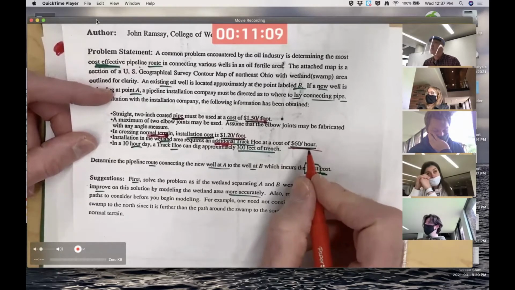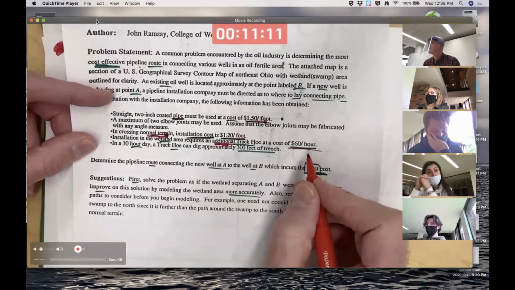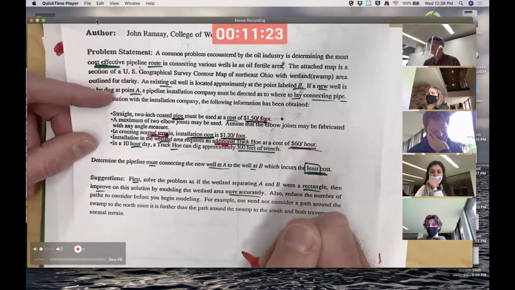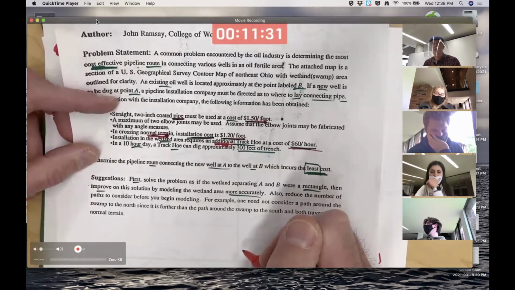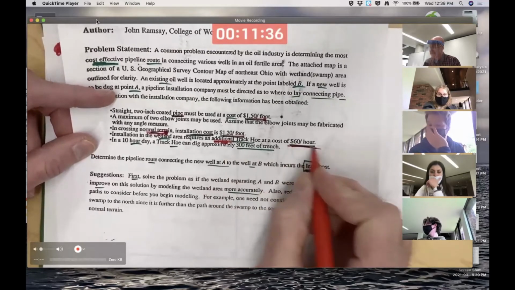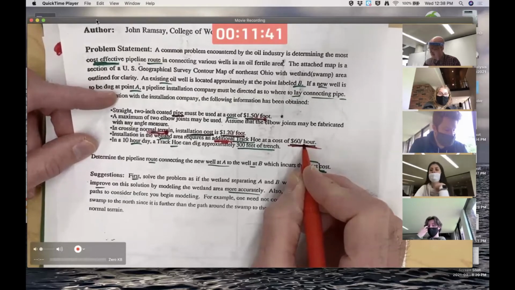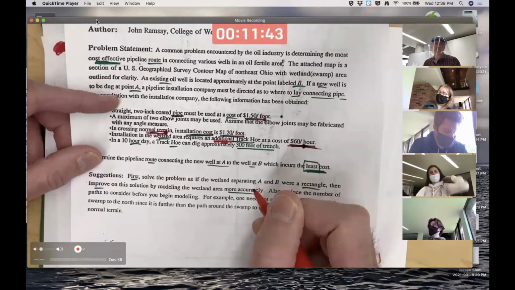But that's a cost in dollars per hour. How do I convert that to dollars per foot? I need to convert it to dollars per foot if I'm going to multiply by the length of that line in feet to give me units of dollars. What am I not using? This is in $60 per hour. Do you see what I'm showing there? How do I convert that to dollars per foot?